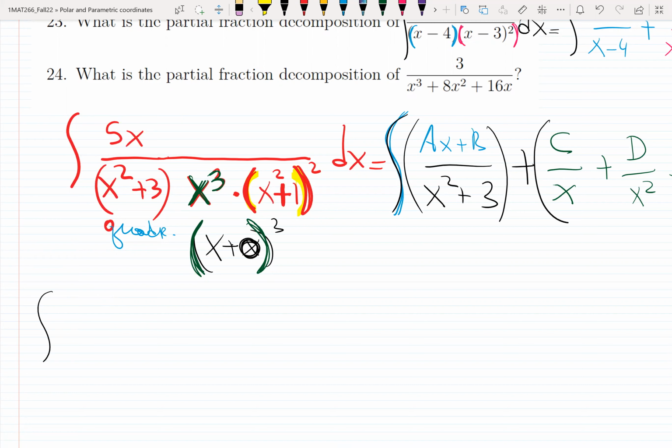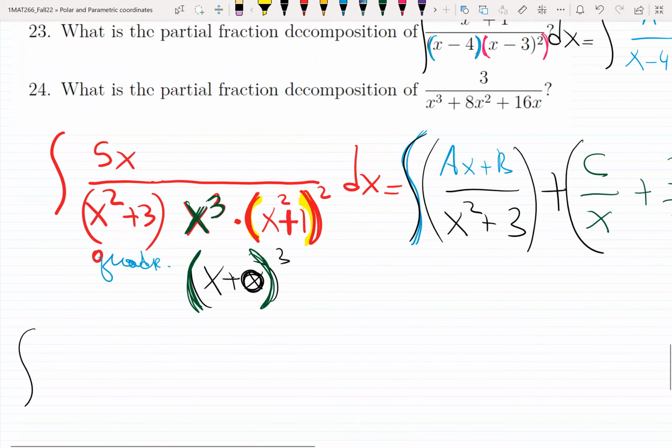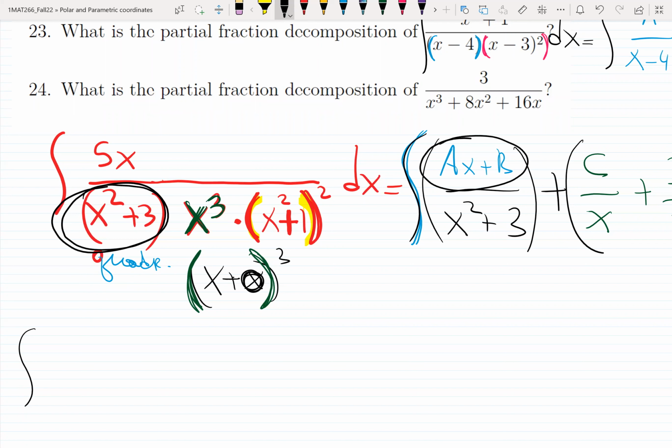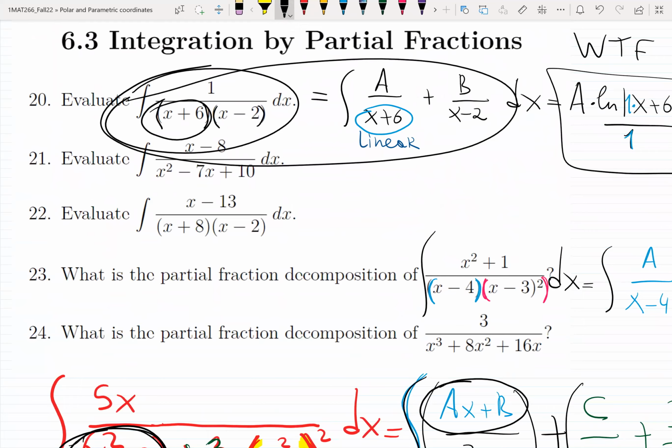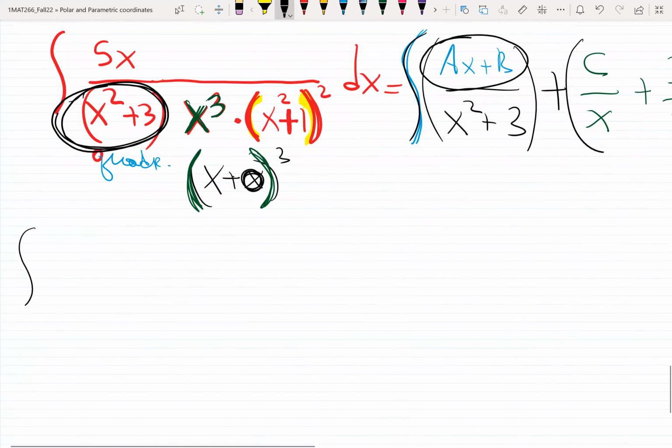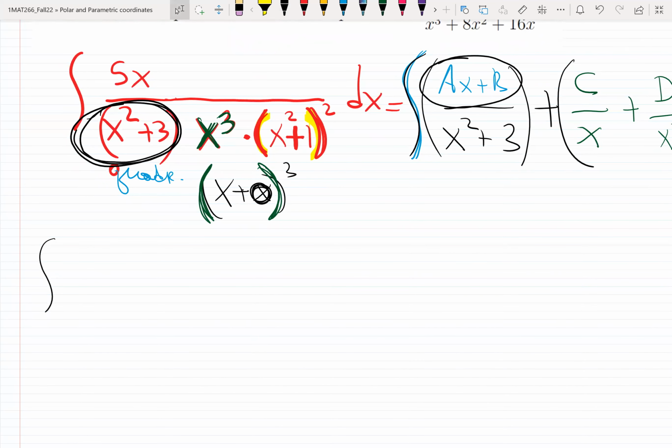Why do we have ax plus b for x squared plus 3? So this is a quadratic function. Whatever is quadratic will have ax plus b on top of it. Right now in the example, we're going to find a, b, and c. But my point is to explain that quadratic has ax plus b on the top. A linear will have a or b on the top. That's the idea. So that's two cases of scenarios.